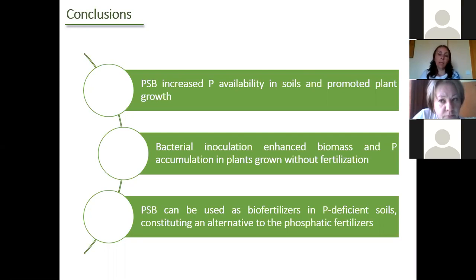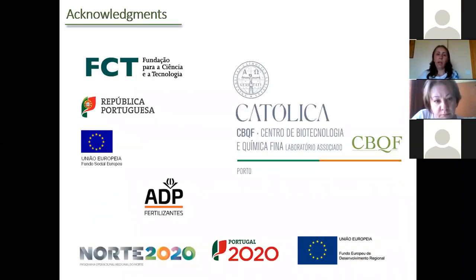And we can say that PSB can be used as biofertilizers in soils that are suffering from P deficiency and may constitute an alternative to the phosphatic fertilizers or help reduce a little bit the application of these phosphatic fertilizers. So I have finished my presentation, with thanks to the funding entities that finance these works.